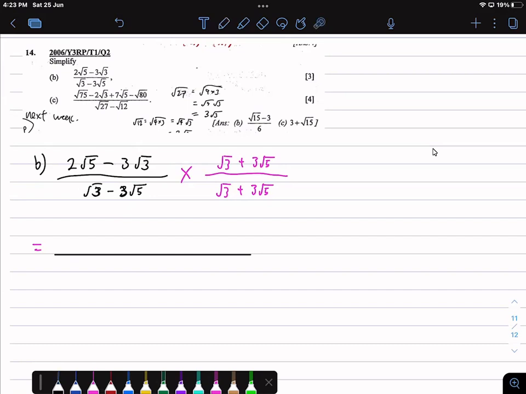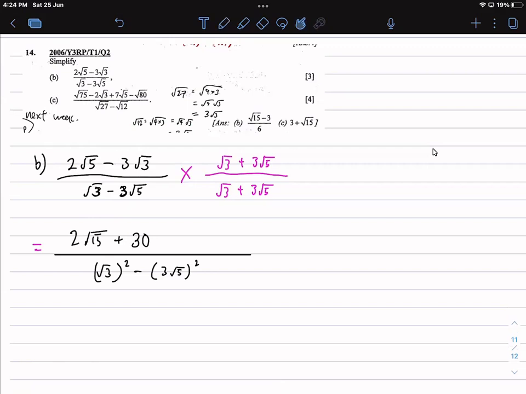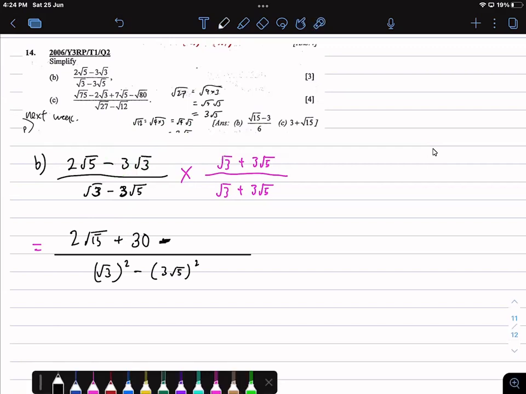You get the drill already, huh? So a square minus b square at the bottom first. Then numerator. This times this, 2 root 15. This times this, 2 times 3 is 6. 6 times root 5 becomes 6 times 5, 30. Next one, negative times positive gives me a negative. 3 times 3, root 3 times root 3. Root 3 becomes a 3. 3 times 3 is 9. Minus 9. Next one, minus 3 root 3 multiplied by 3 root 5.